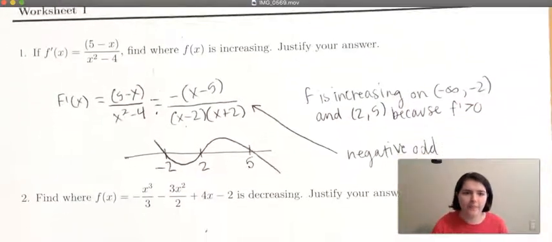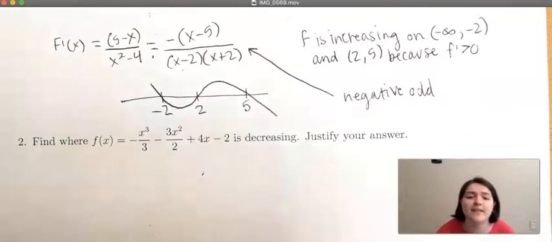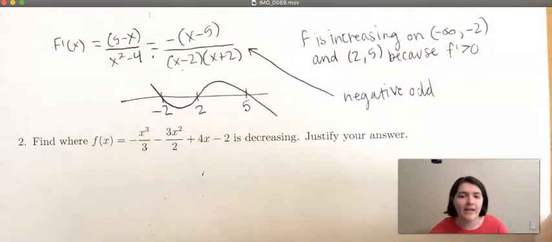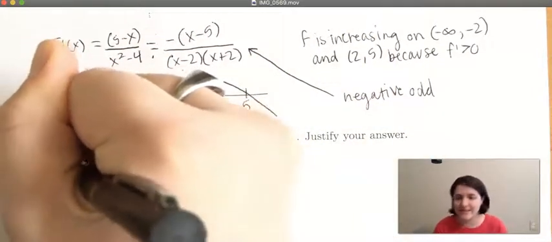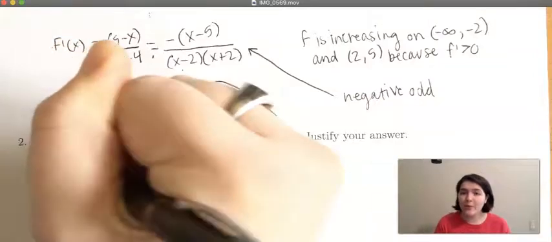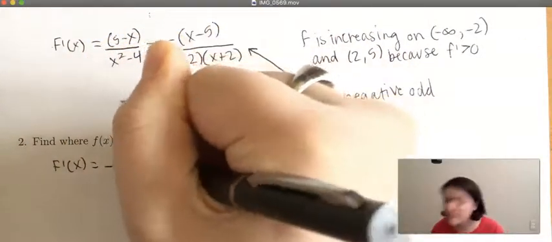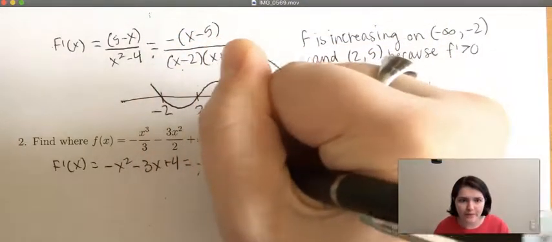And then number 2. So here we want to find where f is decreasing. Now, since it's decreasing, we know that we need to find the derivative, and we want to find where the derivative is negative, where it is less than 0. So in this problem, we were given f, not f prime, which means we have to take the derivative first so that we can get the function that we need in this problem.